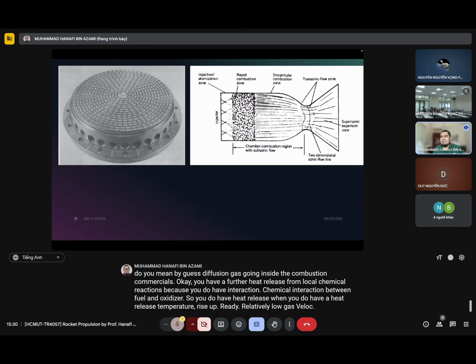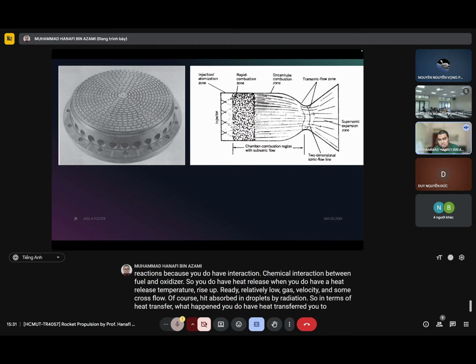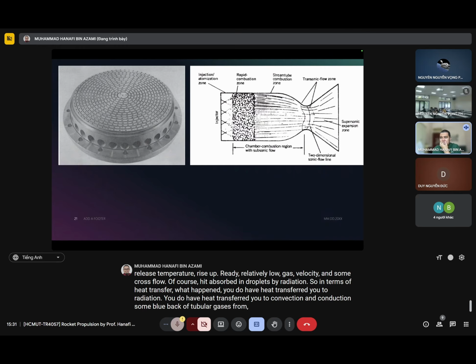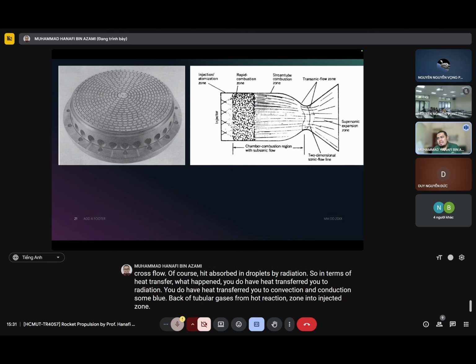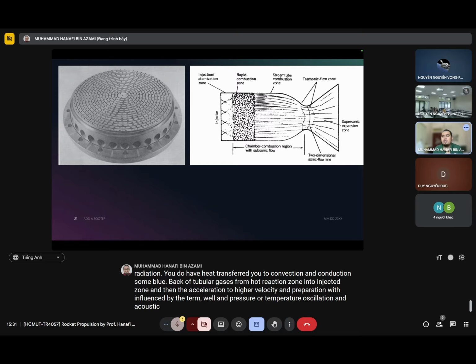Relatively low gas velocity and some cross flow, of course. Heat is absorbed in droplets by radiation. So in terms of heat transfer, what happened? You do have heat transfer due to radiation, and heat transfer due to convection and conduction. Some blowback of turbulent gases from the hot reaction zone into the injector zone, and then acceleration to higher velocity, and the evaporation rate is influenced by the turbulent pressure or temperature oscillation and acoustic wave. So during this evaporation, it involves all those heat transfer mechanisms.